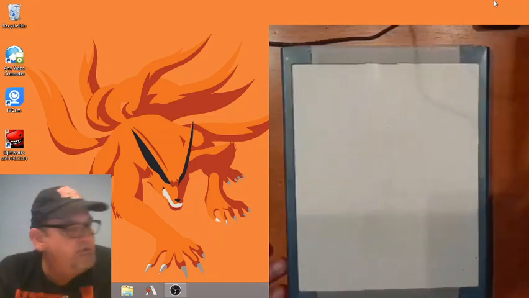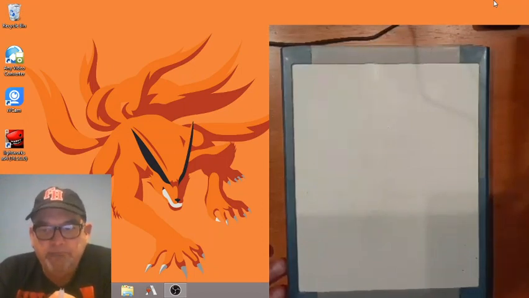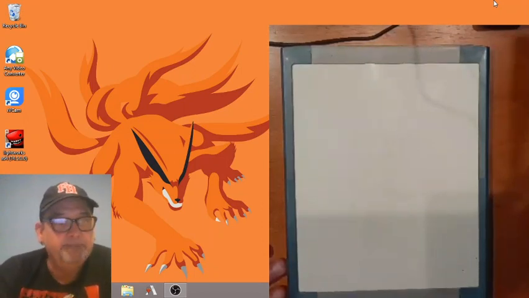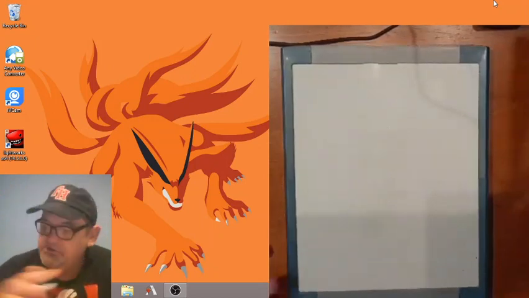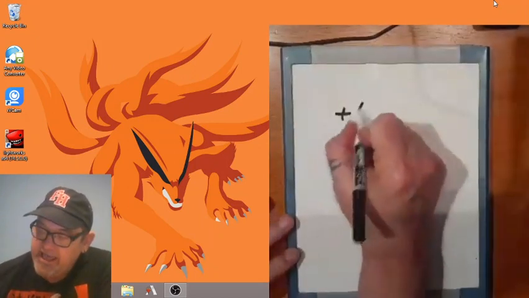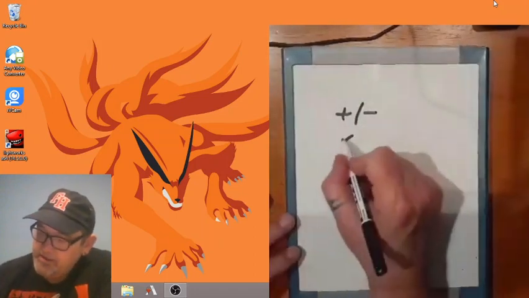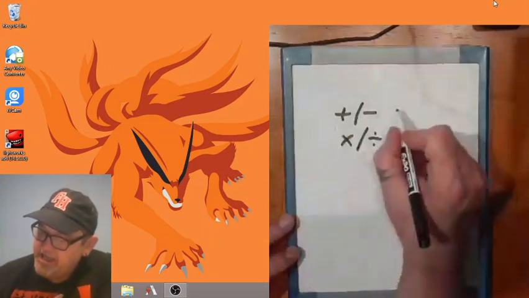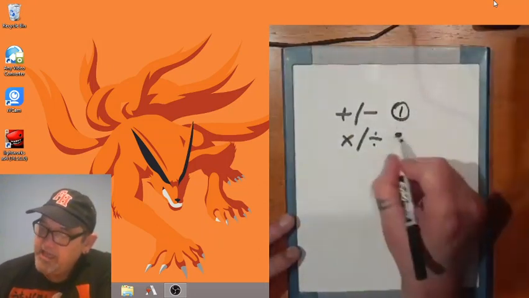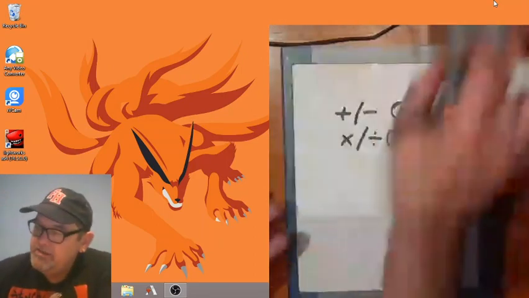All right, 2-step equations. Here's what you need to know. In a 2-step equation, you are going to have, obviously, 2 steps. One of those 2 steps is going to be an add or subtract step, and then the other is going to be a multiply or divide step. So you're going to have one of these and one of these. That's your 2 steps. Okay? So let me give you an example.